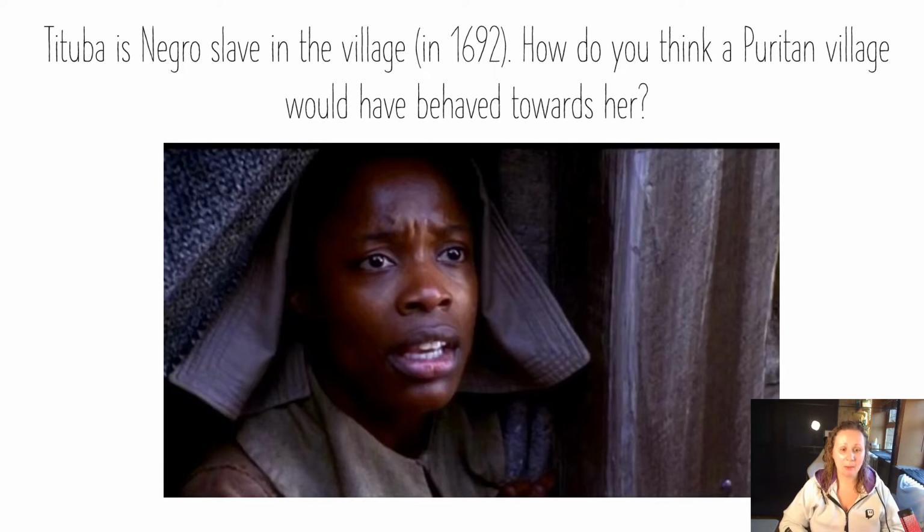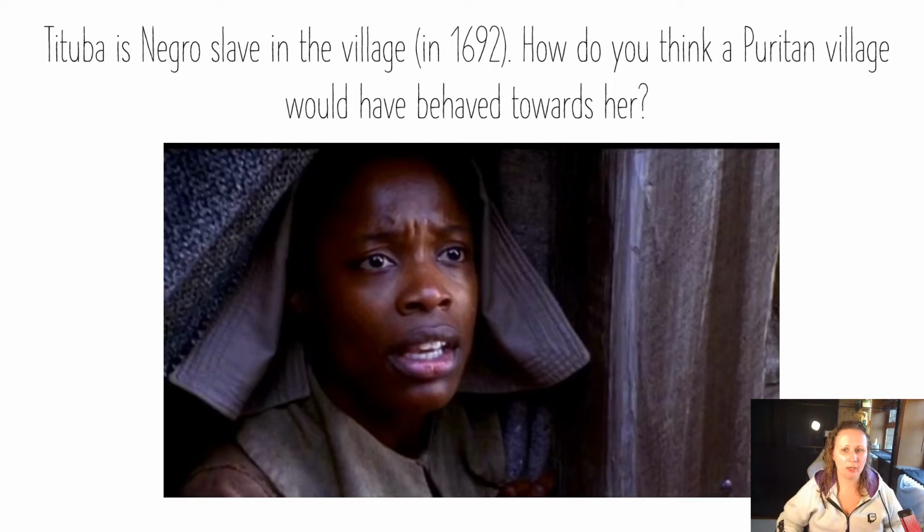And here we've got a picture of Tituba from a screen adaptation of the play, and it's set in 1692. First of all, you've got to understand that it's much older than Of Mice and Men, well, nearly 300 years older than Of Mice and Men. She's a Negro slave in the village. She was bought from Barbados by one of the people in the village. So I want you to think, if we talked about those Puritans, how might they behave towards her?